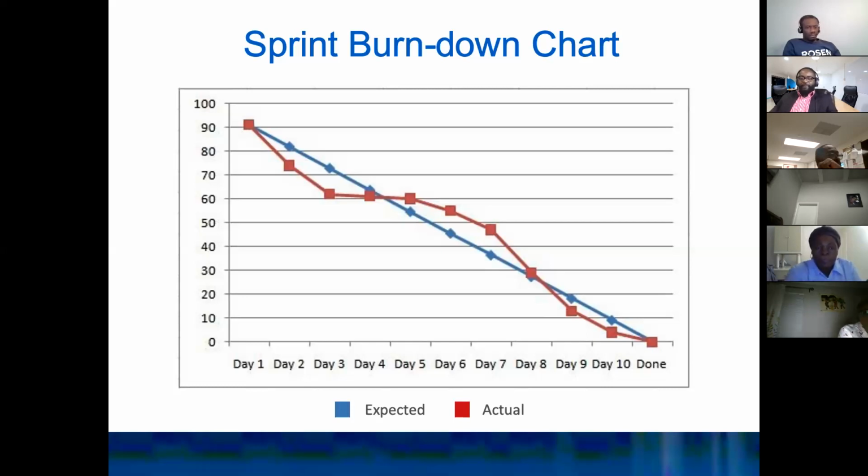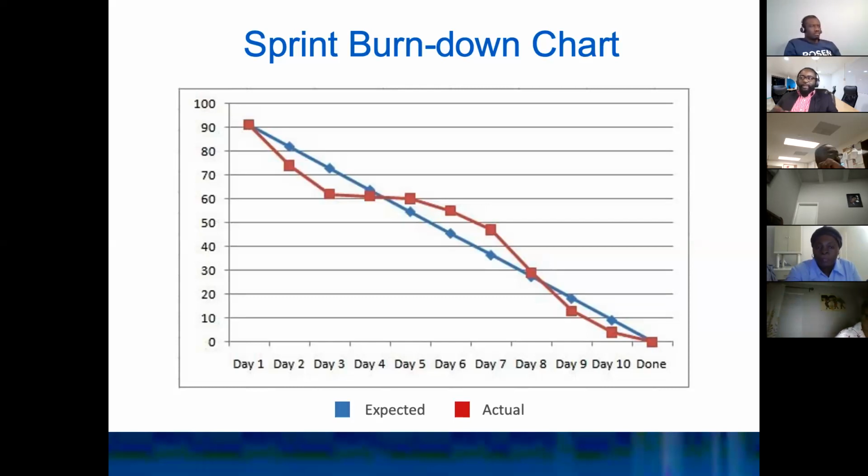That's exactly right. Another way to look at it is at the end of day 1, the expectation was that they would be at 82. But in actuality, they were down to 70. So they actually completed more work. Yep. That's exactly right. Does that make sense for you? Yes. Thank you. Yeah, Denise.